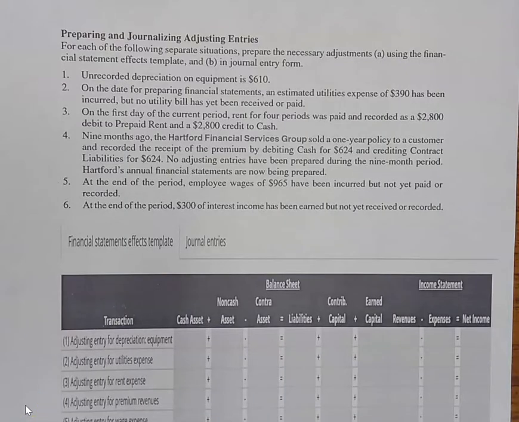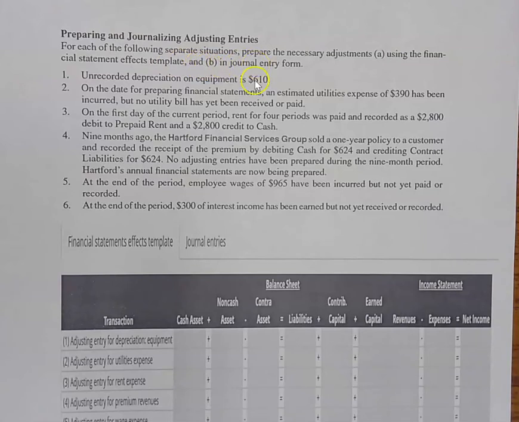Okay, let's look at this exercise that we have pulled up on the screen. This is an exercise related to preparing and journalizing adjusting entries. If we look at the instructions here, it says for each of the following separate situations, prepare the necessary adjustments using, let's see here, A, the financial statement effects template, and then B, in journal form.